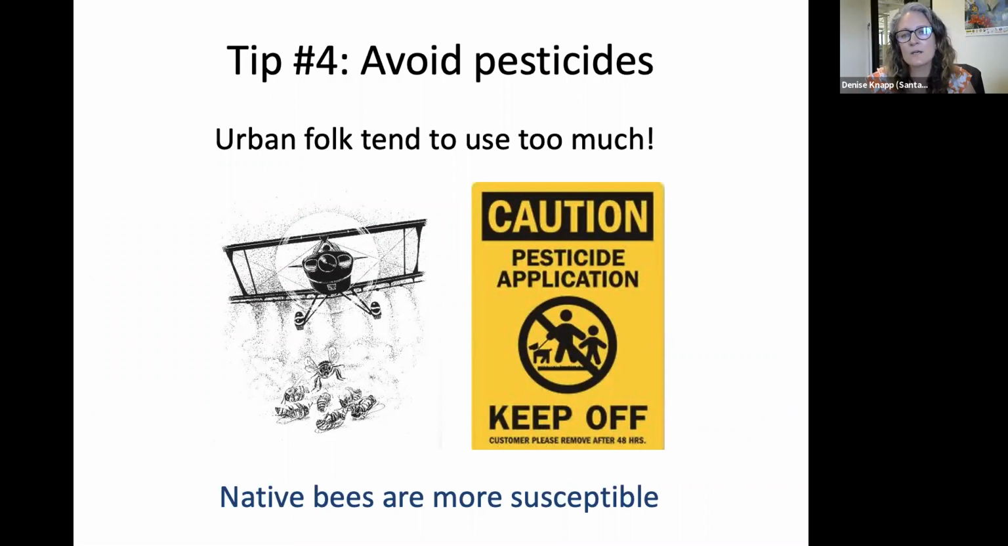Tip number 4 meshes with what you heard from Charis: avoid pesticides. That's kind of a no-brainer. I know sometimes you can't avoid it, but avoid them as much as possible. And urban folk tend to use too much. So we would think that, oh, the problem is really just big agriculture. Well, urban folks are actually almost a bigger problem, because we think if a little bit is good, then more is better. And people use too much, and it runs off, and is really having consequences for our native pollinators.